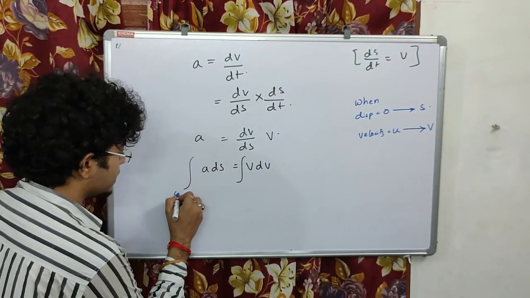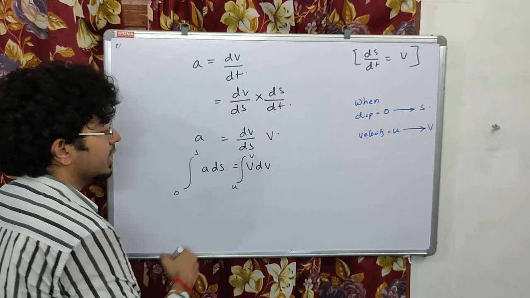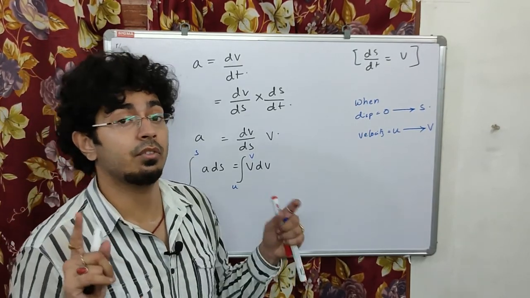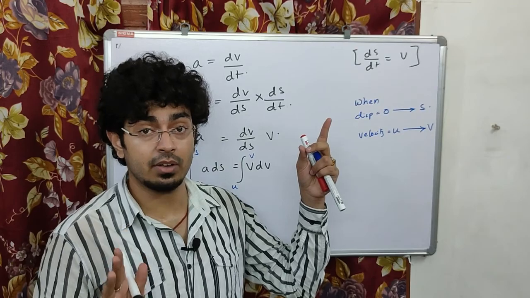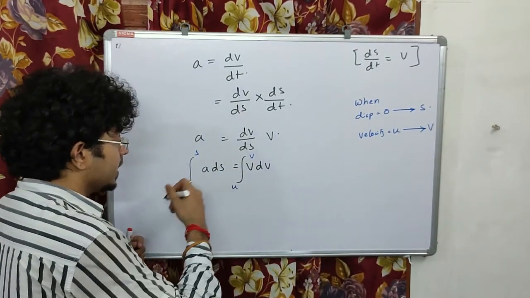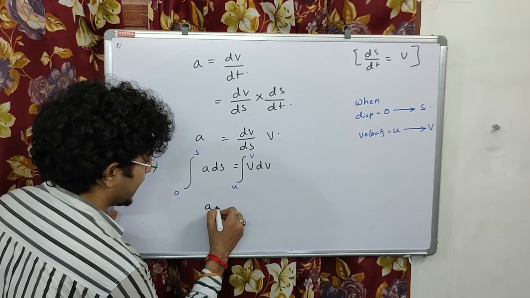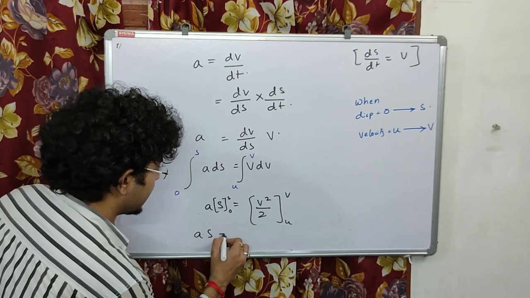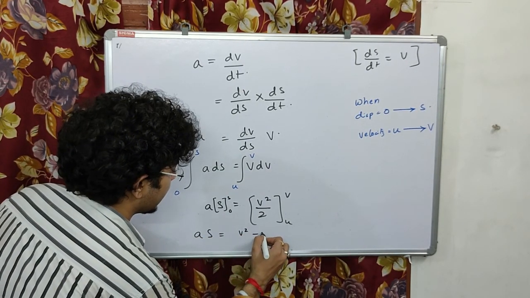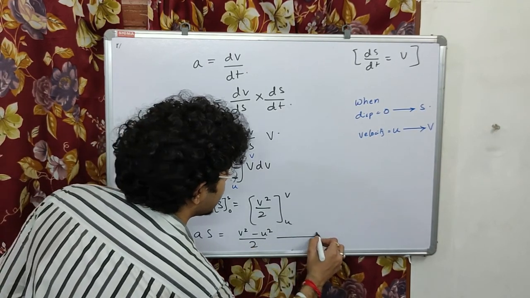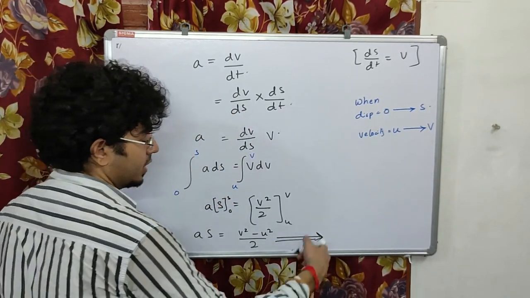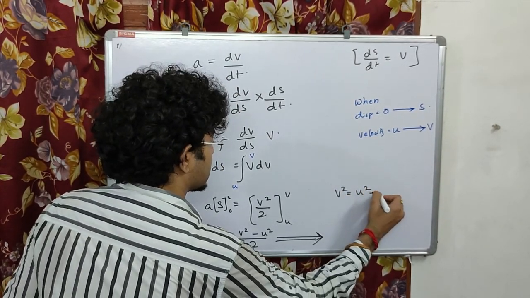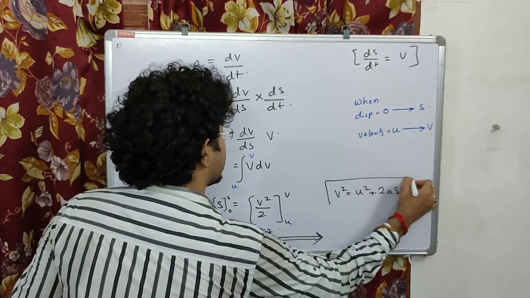If we put this 0 to s and this u to v and integrate, what do we get? For integration, I have already made a video on the formulas and a little knowledge of integration. Please go and check that if you don't have any idea about integration. Now if we integrate this, we get a s here, and here we get v square by 2. Now this becomes v square minus u square by 2. From here I am writing, because I don't have space over here, v square equal to u square plus 2as.